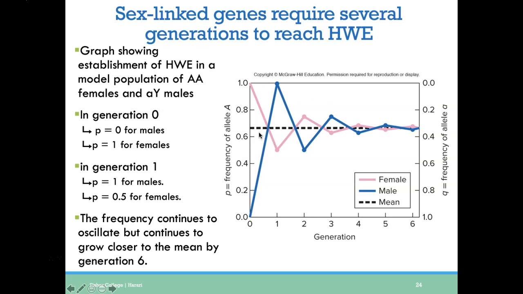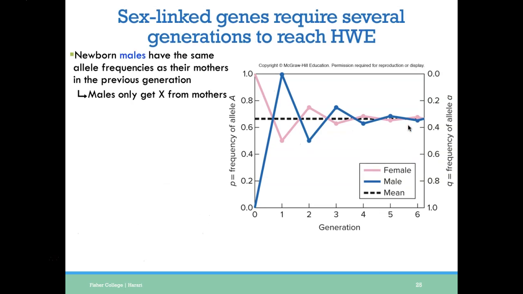And the frequency will continue to oscillate up and down, but it will go closer to the average by generation six. So it takes about six generations for the P's and Q's to be averaged out amongst males and females for a sex-linked gene. All right, and again, this is explained because newborn males have the same allele frequencies as their mothers in the previous generation, because males only get their X from their moms. So whatever the moms have in one generation, the males will have in the next.